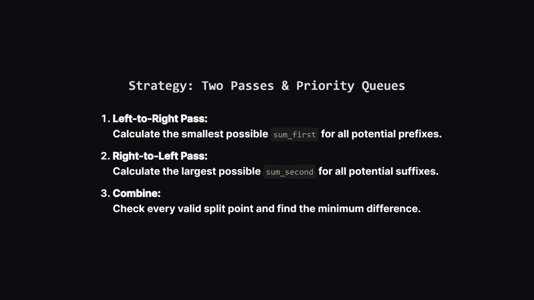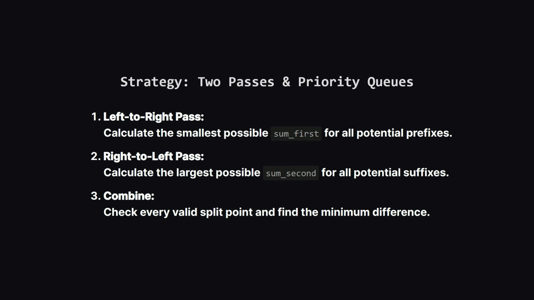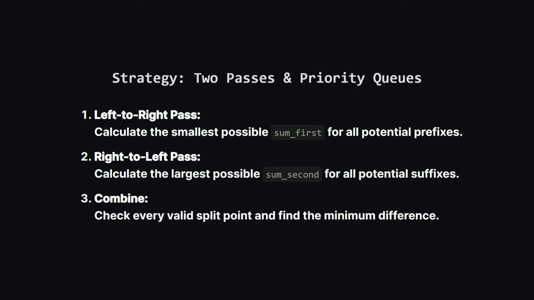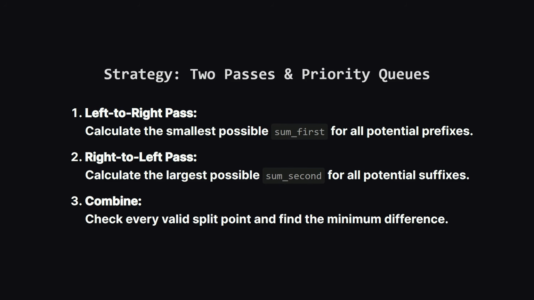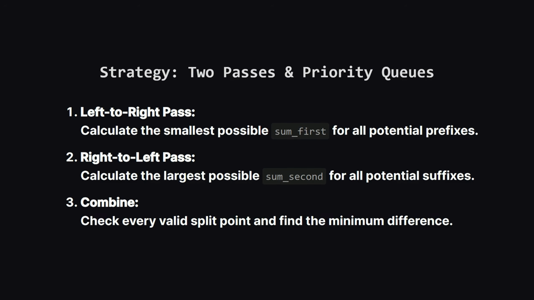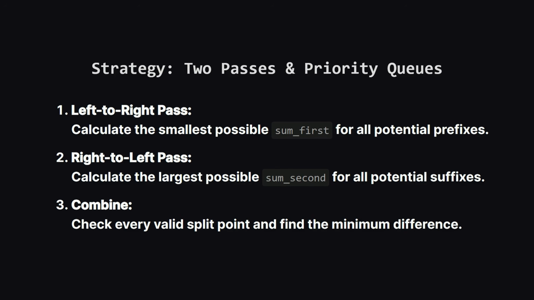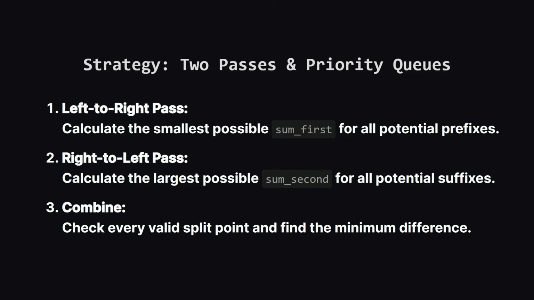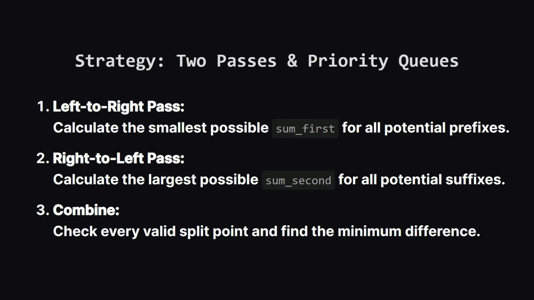The most efficient way to solve this is with a two-pass approach using priority queues, which are also known as heaps. First, we'll go from left to right across the array. In this pass, we'll figure out the minimum possible sum for the first part, considering every possible endpoint. Then, we'll do a second pass, this time from right to left, to find the maximum possible sum for the second part, for every possible start point. Once we have these pre-calculated values, we can just compare them to find our answer.